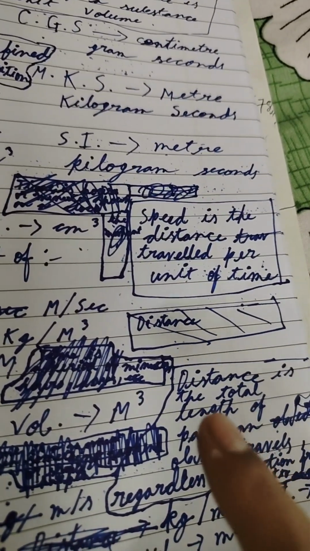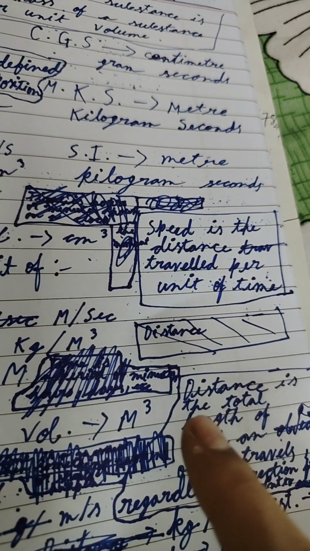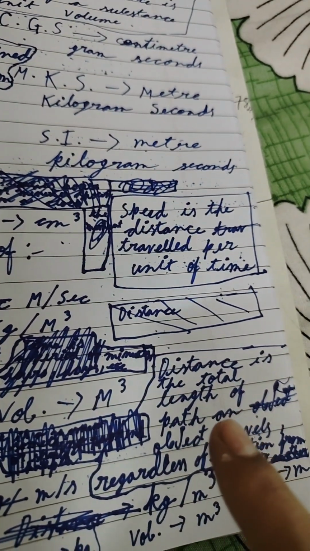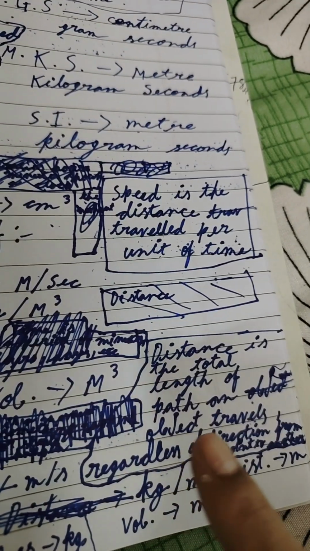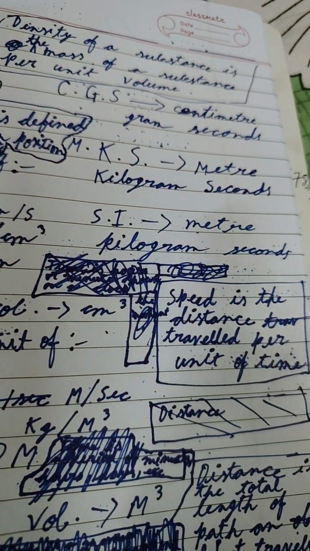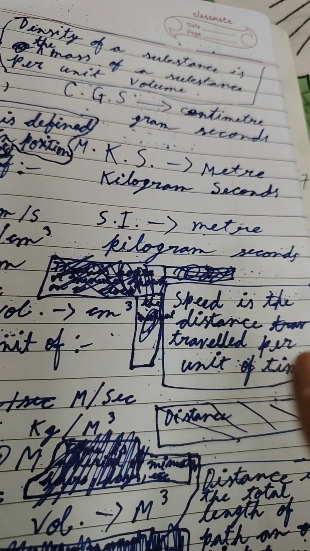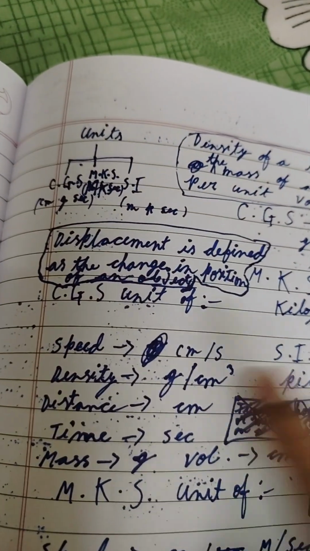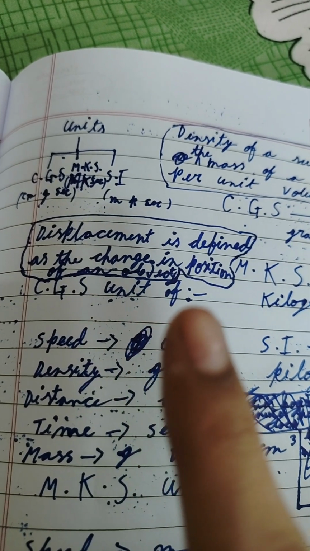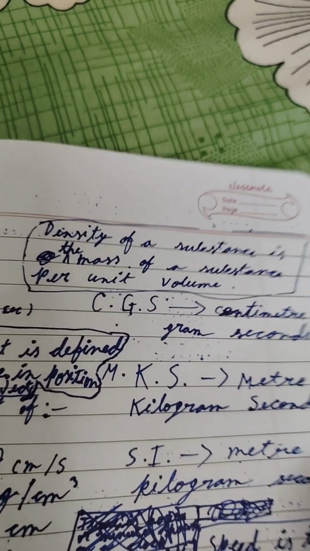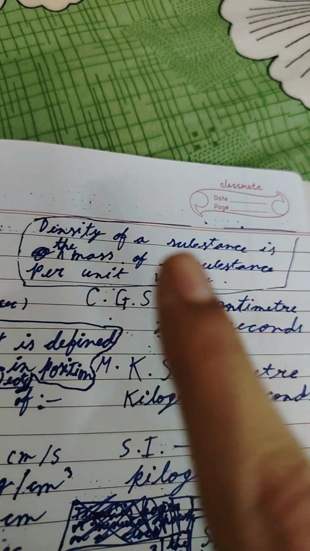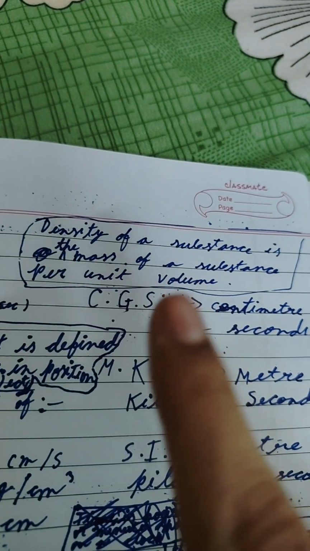Now definitions of some physical quantities. Distance is the total length of path an object travels, regardless of direction, from one point to another. Speed is the distance traveled per unit of time. Displacement is defined as the change in position of an object. Density of a substance is the mass of a substance per unit volume.